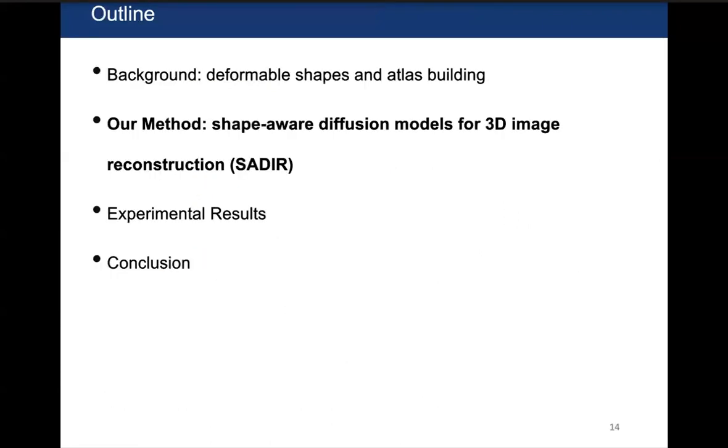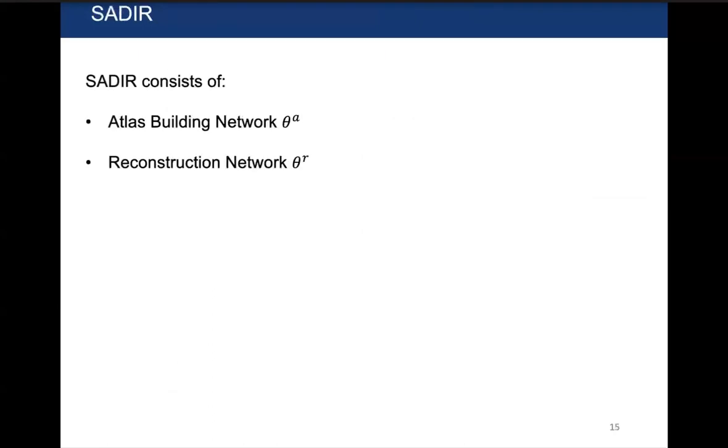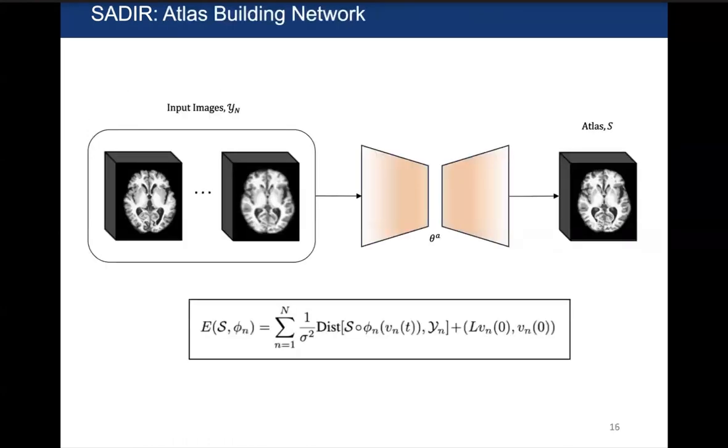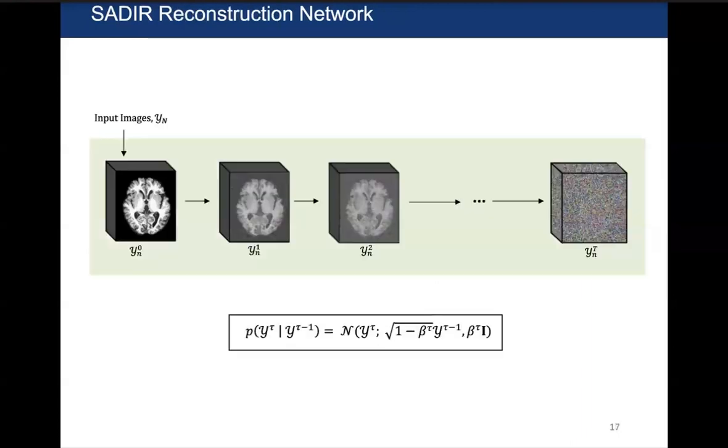Moving on to our method, shape-aware diffusion model for 3D image reconstruction, that is SADIR. Our framework consists of two separate networks, the atlas building network parametrized by theta A and the reconstruction network parametrized by theta R. The atlas building network follows the atlas building framework mentioned earlier, but uses an encoder-decoder model to predict the deformation fields and update the atlas. The loss function of this network is the same as the atlas building framework's energy function.